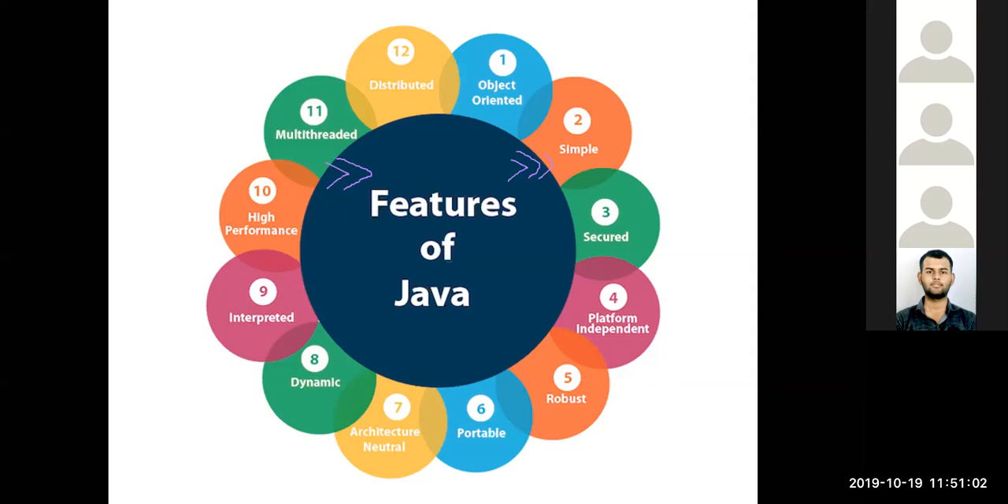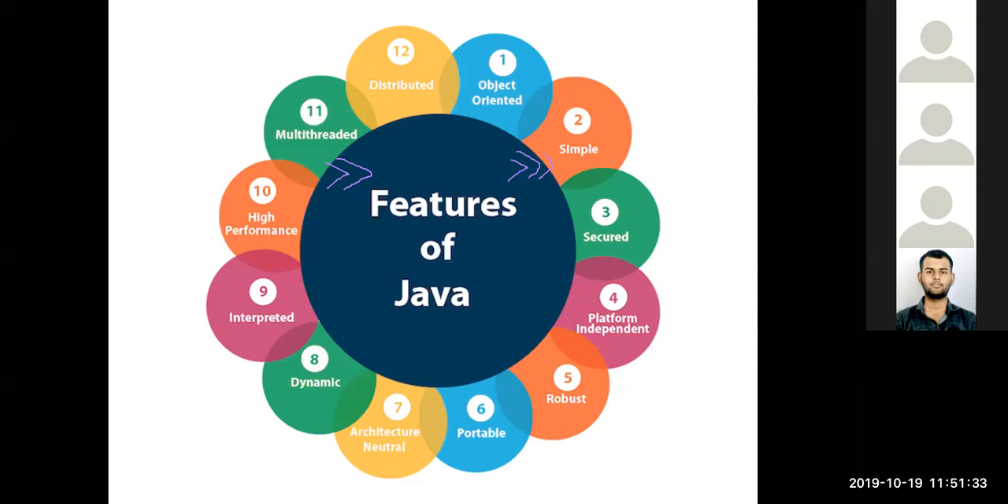So platform independent, portable, and architecture neutral are one thing. We just understand it as one concept. Then we have Java is dynamic, Java is interpreted. Interpreted also comes under architecture neutral. So we will be talking about that, but that has a connection with high performance. Java is interpreted and it is high performance. So we have JIT for high performance of Java.